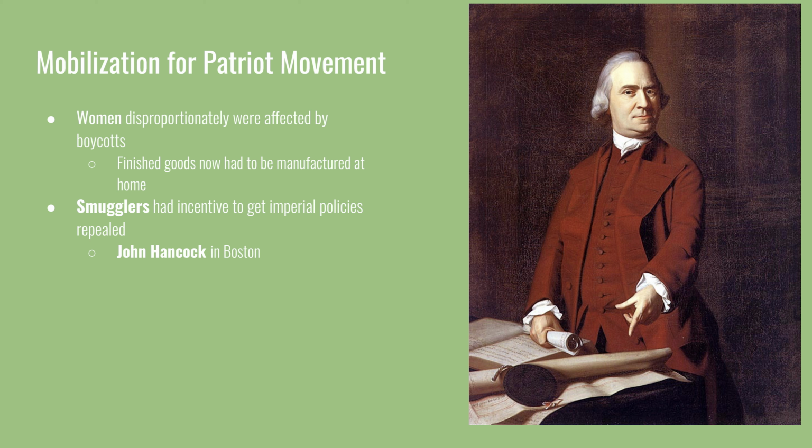Smuggling was common in the colonies due to the lax enforcement of the early Navigation Acts. Smugglers had the incentive to get imperial policies repealed as well. John Hancock in Boston had been known for his smuggling and his resistance to these British imperial policies. When Parliament introduced the Tea Act that gave the British East India Company a monopoly on the tea trade and also began to enforce the Navigation Acts once again, merchants like Hancock were the most heavily impacted.